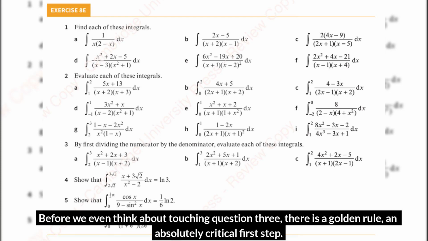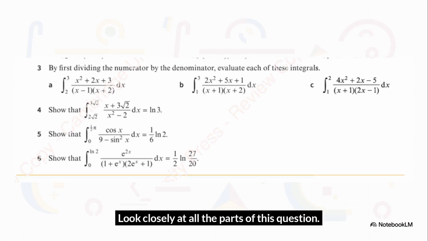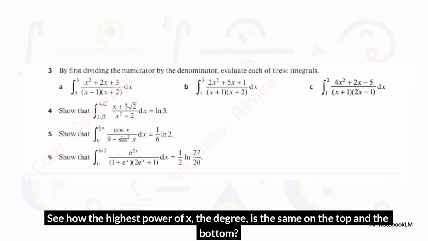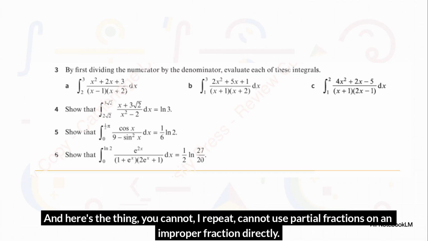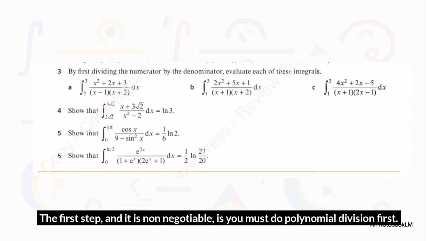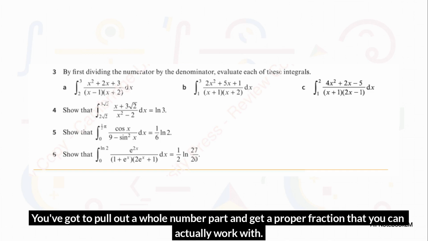But wait, before we even think about touching question 3, there is a golden rule, an absolutely critical first step. Look closely at all the parts of this question. See how the highest power of x, the degree, is the same on the top and the bottom? That makes it an improper fraction. And here's the thing: you cannot use partial fractions on an improper fraction directly. The first step, and it is non-negotiable, is you must do polynomial division first. You've got to pull out a whole number part and get a proper fraction that you can actually work with.